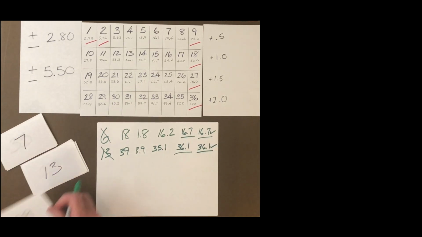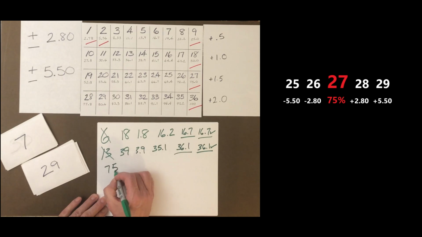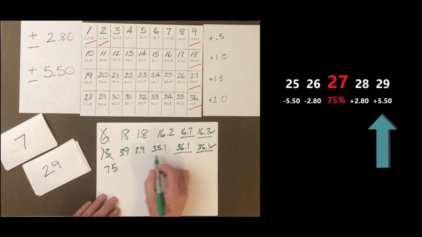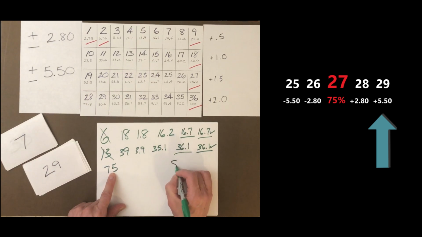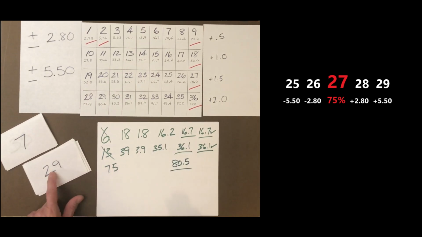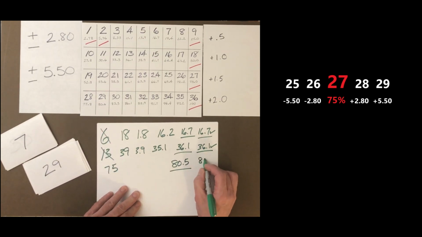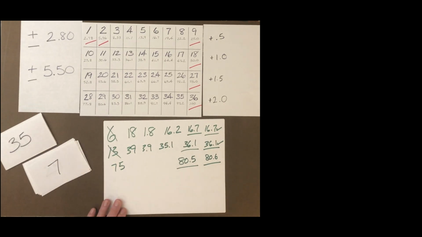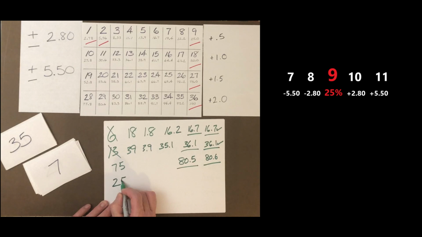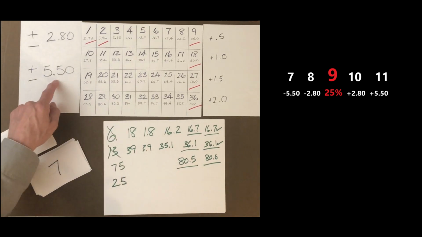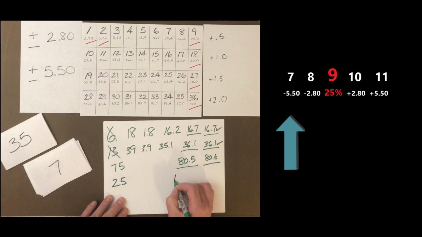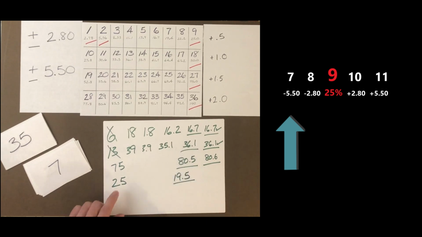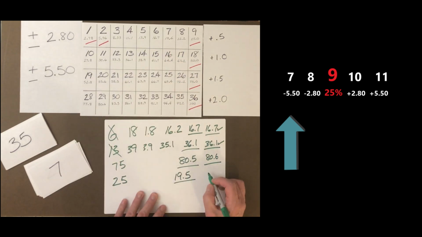Perfect. Next number is 29. 27 we know is 75%. It's 2 more, so we're going to add 5.5. So that becomes 80.5. And the actual answer for 29 is 80.6. Next number is 7. We know that 9 is 25, and 7 is 2 less, so we're going to subtract our 5.5, giving us 19.5, and the actual number for 7 is 19.4, just where we want it.